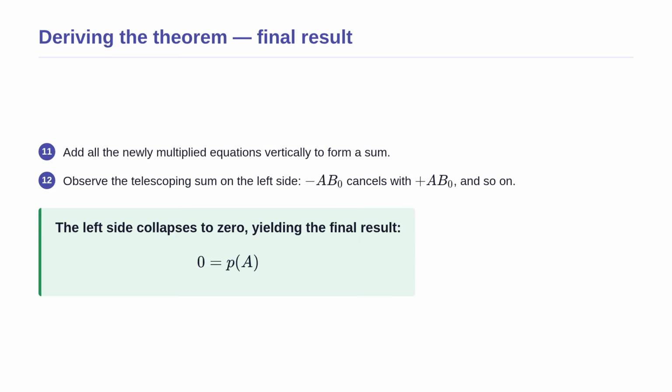Look closely at the mathematical reasoning on the left side. The negative A times B0 perfectly cancels with the positive A times B0 from the next line. This cascading cancellation is called a telescoping sum, and it is the intuition behind why the whole system collapses. The entire left side becomes the zero matrix. Meanwhile, the right side simply adds up to exactly the definition of our characteristic polynomial with A plugged into it. This gives us our final derived expression, proving the theorem is universally true.